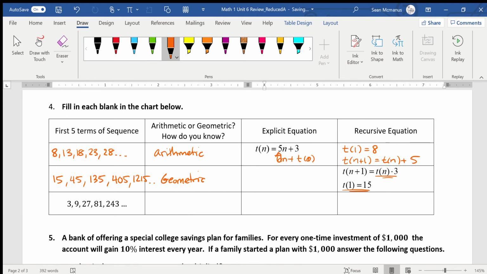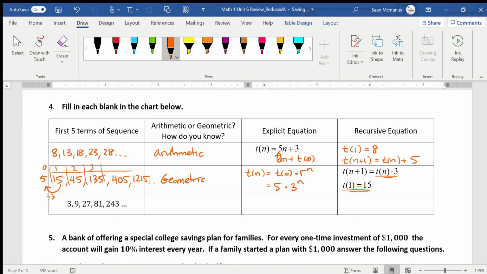And the explicit equation, I know my explicit equation is going to be t of n equals t of 0 times r to the n. So each time is multiplying by 3. So if I go back over here, right, this is my first term, second term, third term, the 0 term, I would divide by 3, which would make this 5. So t of n would be 5 times 3 to the n.